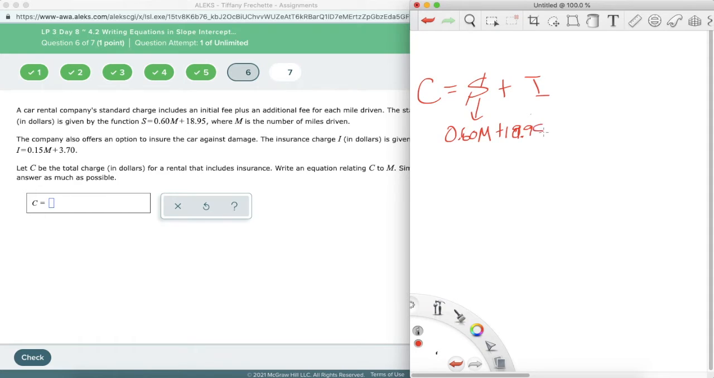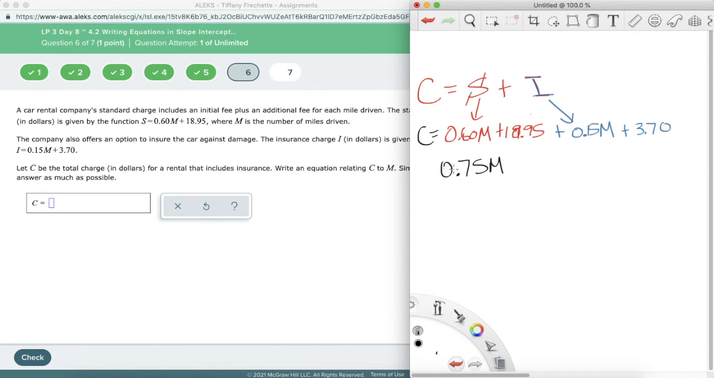And then I'm going to change this to blue just so we can see the difference here. And then I want to add the insurance. So the insurance is an additional 15 cents per mile. And it has another base fee on it. Just to choose the insurance is another $3.70. So we have 2 base fees and we have 2 mileage fees. We just need to combine these together to get our C, our total. So we have 60 cents per mile, 15 cents per mile. So that's 75 cents per mile.